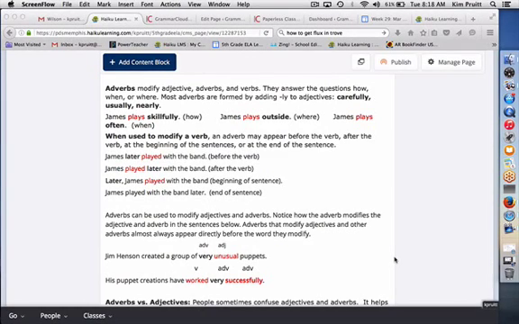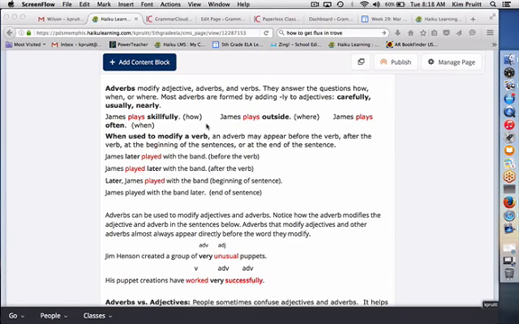Okay, we just got through talking about verbs, and now we're going to take a look at adverbs. Adverbs can modify adjectives, adverbs, and verbs, and they answer the questions how, when, or where. Most adverbs are formed by adding ly to adjectives. Like if I had the word careful as an adjective, I would add ly for carefully as an adverb. Usual would become usually, and near would become nearly.